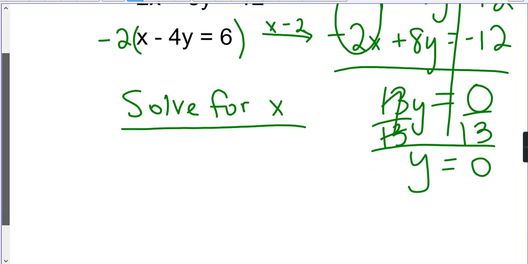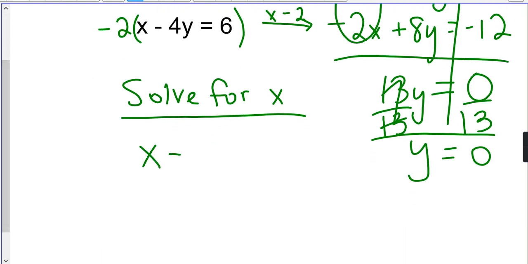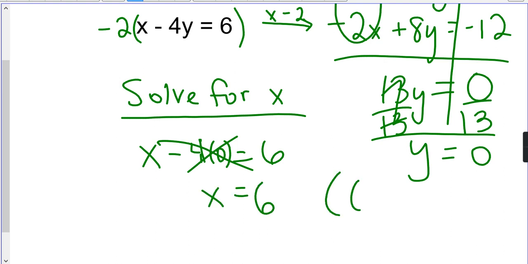And of course, I have one more step to solve for x. So I can choose either equation. The second equation looks simpler here. x minus 4y equals 6. And y is going to be 0. So we put 0 in for y. Now we have x minus 0 is 6. x is equal to 6. That's all 0, right? So x is equal to 6. We got our solution, 6, 0.